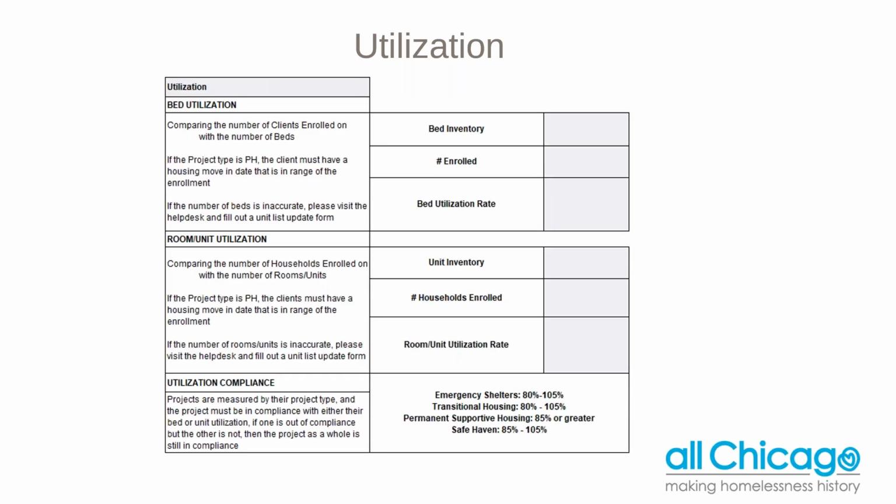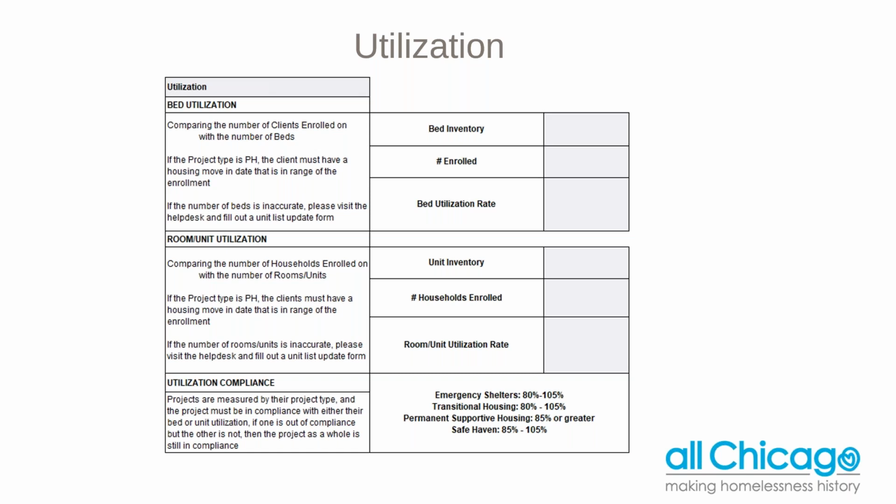This is a screenshot of what that section looks like on the summary page of the data quality report. Essentially you have 2 tables on top of each other, one dedicated to bed utilization and one for unit utilization. The way you should think about beds and units is that beds represent individual clients, one-to-one with the client ID numbers, whereas unit utilization represents households, so it's one-to-one with the group ID number.